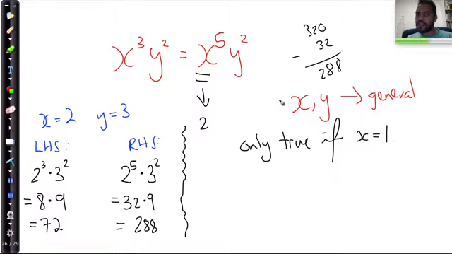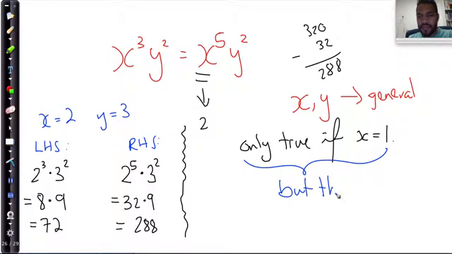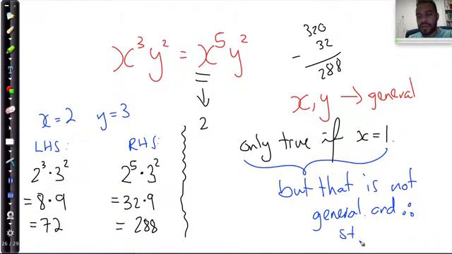Or if x or y equals 0. And you can think about why that is the case, right? Please do think about it. It's only true if x equals 1, but that is not general. And therefore, the statement is false.